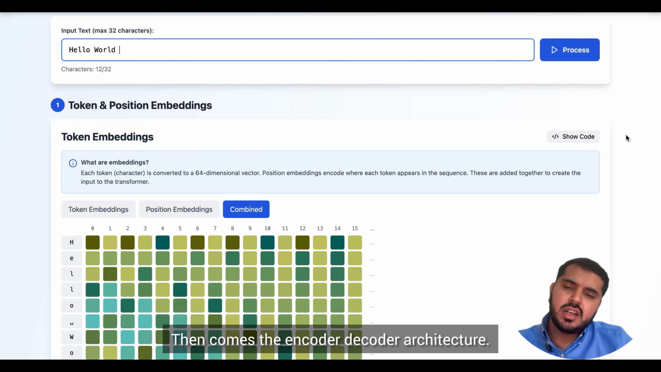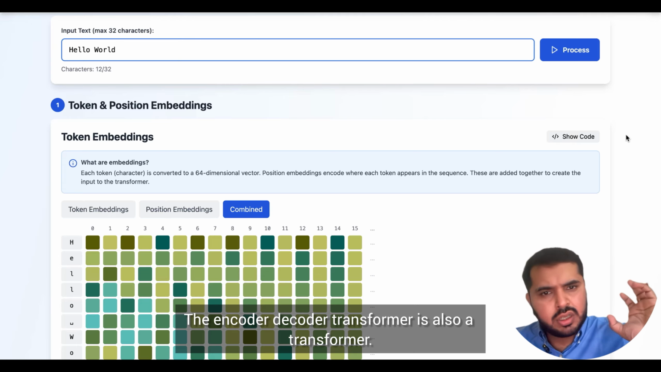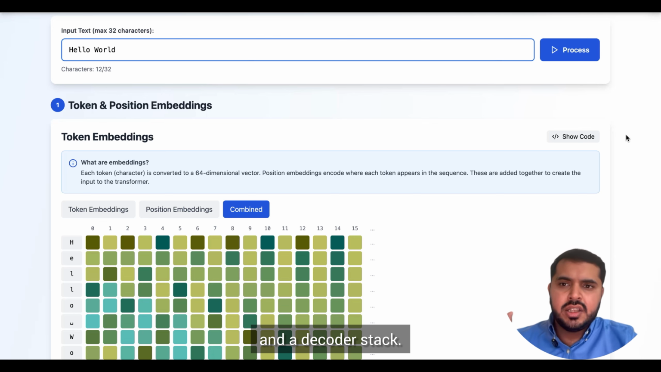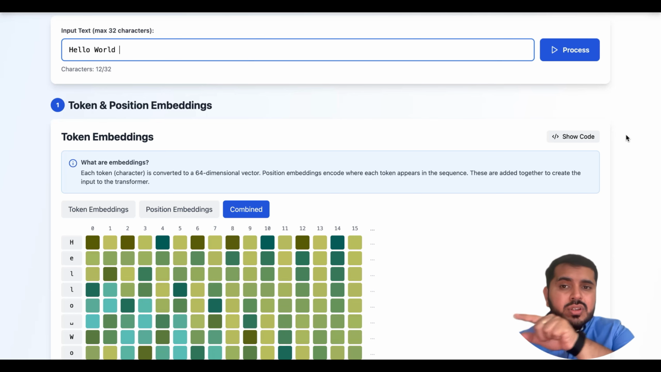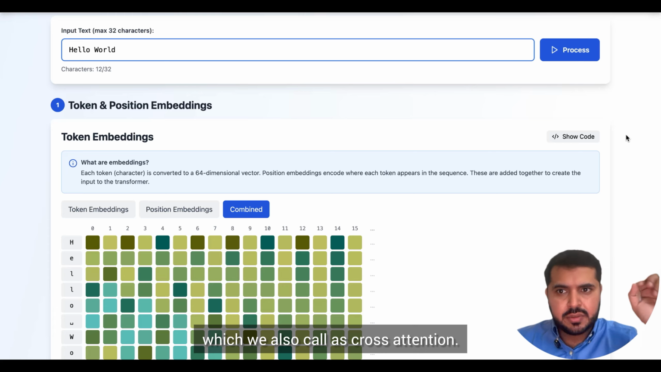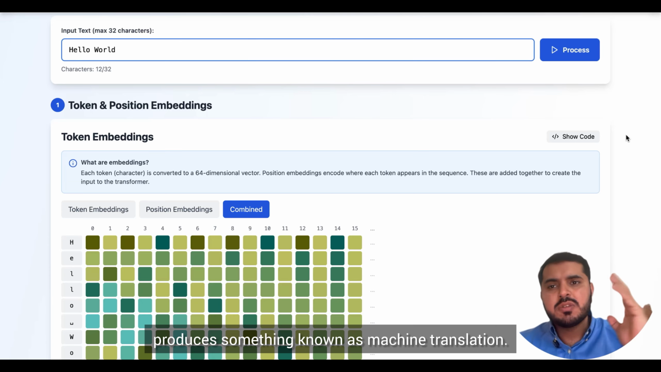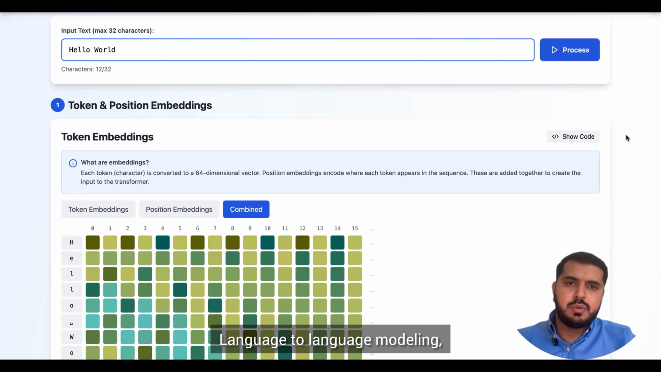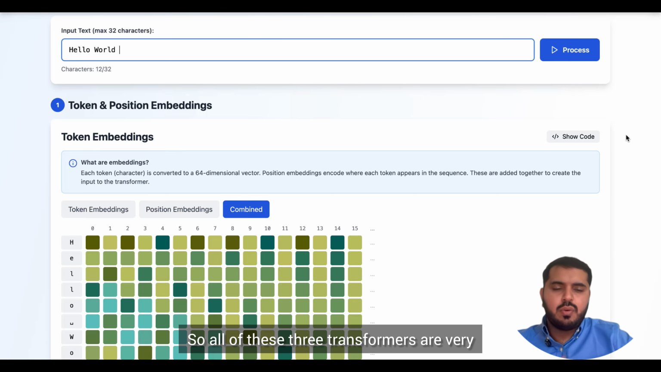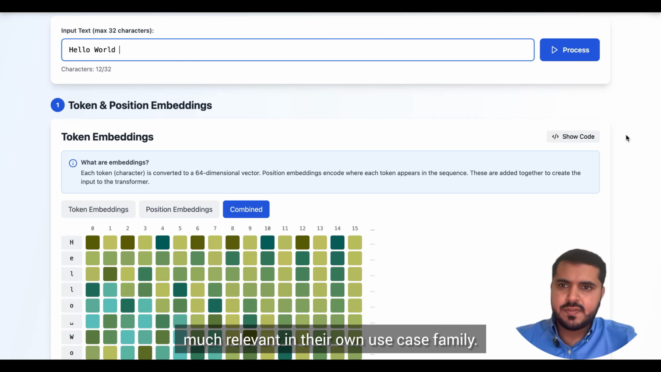And then comes the encoder-decoder architecture. The encoder-decoder transformer is also a transformer, and the subcomponents are more or less the same. It has an encoder stack and a decoder stack. The encoder stack produces some embeddings, and those embeddings become the source of the decoder's attention, which we also call cross attention. The encoder-decoder transformer is used for machine translation, language-to-language modeling, sequence-to-sequence modeling, English to French, English to German, whatever you want to do. So all three transformers are very much relevant in their own use case families.